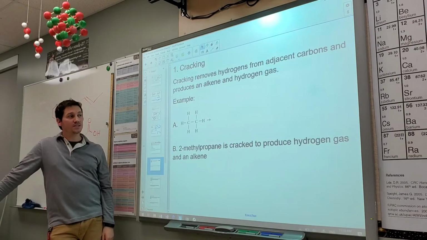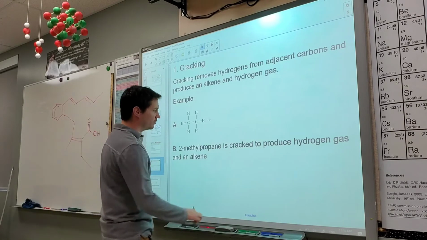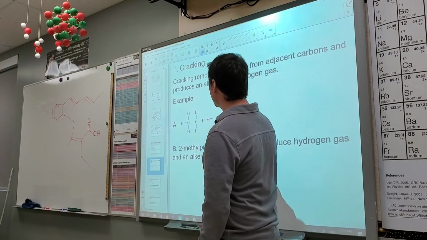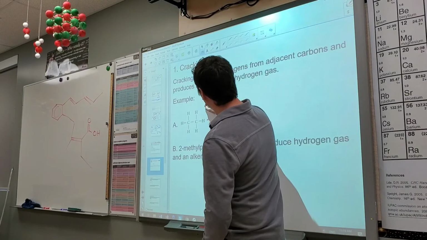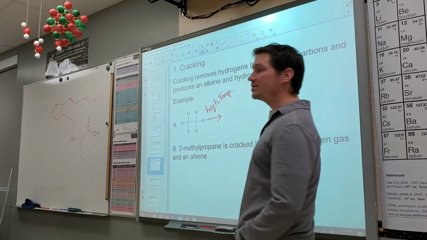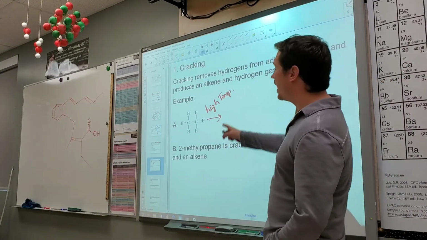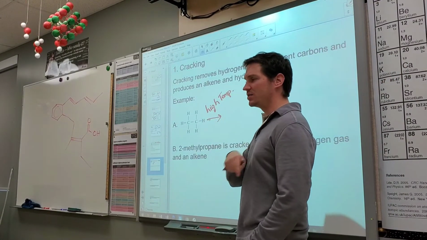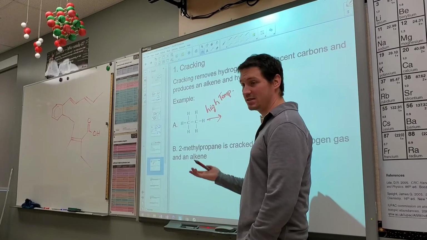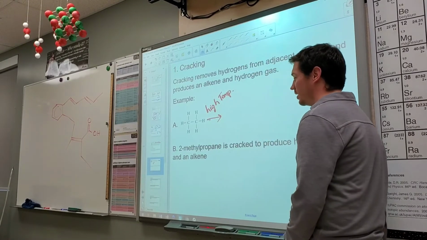Cracking removes hydrogens from adjacent carbons and produces an alkene and hydrogen gas. So what we have is this alkane under high temperatures, but you can't have oxygen in here. Why? If I had a really high temperature and I also had oxygen, what would happen? You would burn this hydrocarbon. You would combust it, right? This takes high temperatures, but no oxygen can be in the container.